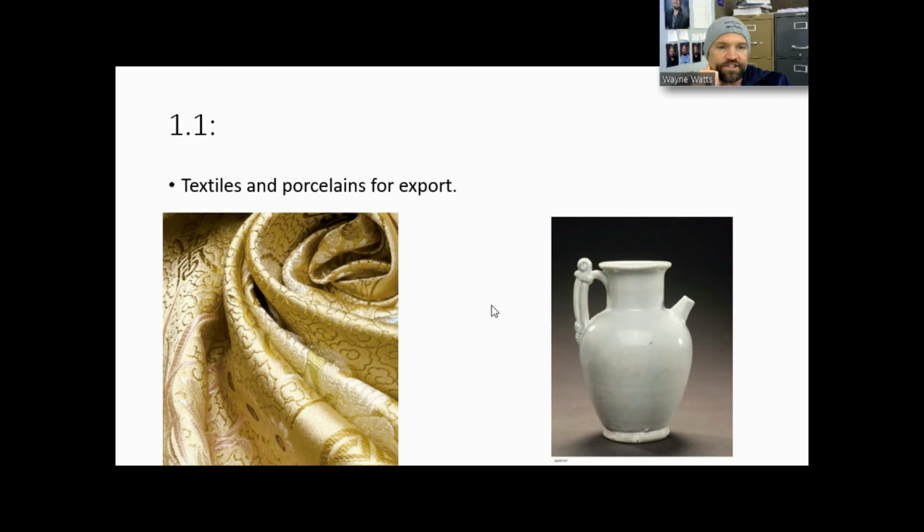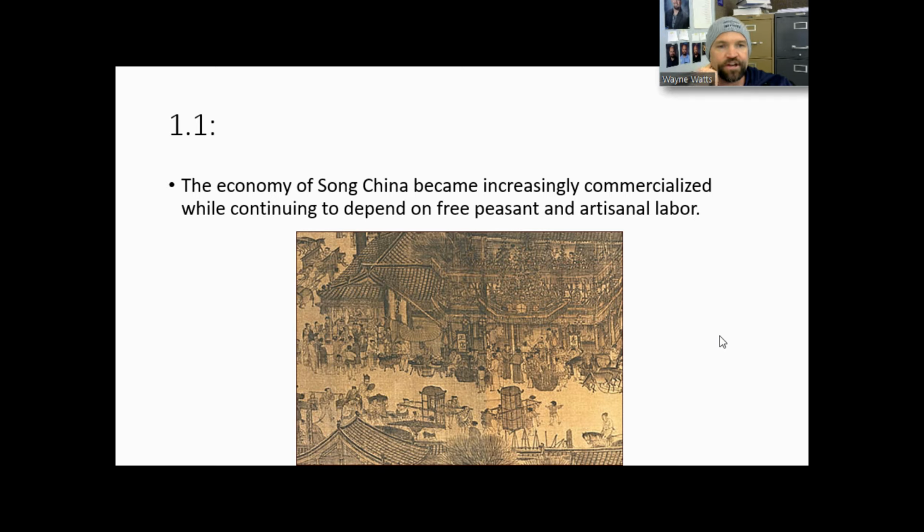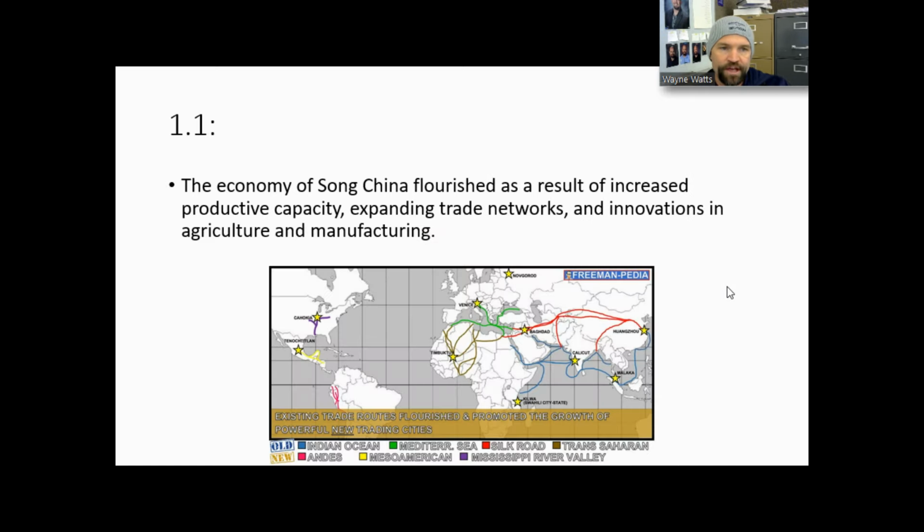China in the Song dynasty was one of the world's leaders in producing materials for export, and in particular, they became wealthy because of exporting silk and exporting porcelain. The economy of Song China became increasingly commercialized while continuing to depend on free peasant and artisanal labor. The economy of Song China flourished as a result of increased productive capacity, expanding trade networks, and innovations in agriculture and manufacturing.